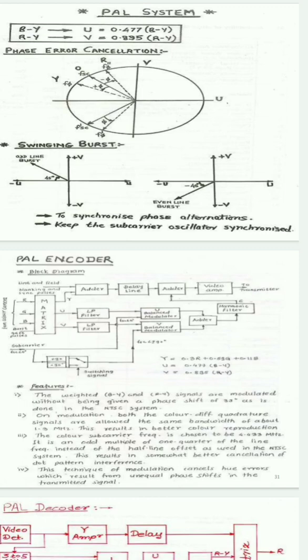We are taking the swinging burst to keep the subcarrier oscillator synchronized, and to synchronize the phase alternator you will require the swinging burst. If we take a typical color circle diagram, you can see we are taking the different colors. The color circle diagram gives us the representation of the different color signals, and it also gives us the idea about the phase angle of each. Phi is nothing but the phase angle.